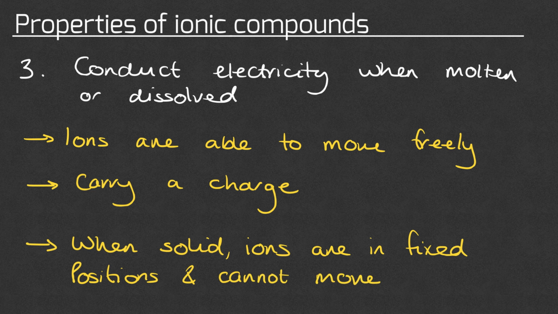When ionic compounds are a solid, the ions are in fixed positions and cannot move, so ionic compounds can't conduct electricity when they are solid. You need to be able to explain when they can and can't conduct, and why they can conduct when they're molten or dissolved.